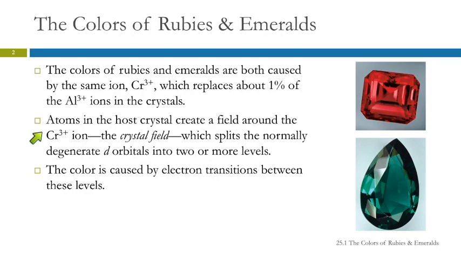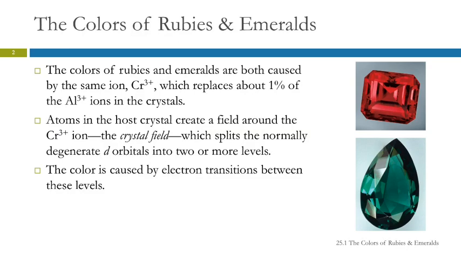So the atoms in the host crystal, so the aluminum ions, create a field around those chromium ions, sort of an impurity. It's called a crystal field. And that splits normally degenerate d orbitals. So normally there's 5 d orbitals and they're all the same energy, right? That crystal field causes the d orbitals to split. So some are a little higher in energy, some are a little lower in energy. There's at least 2 levels, there could be more.